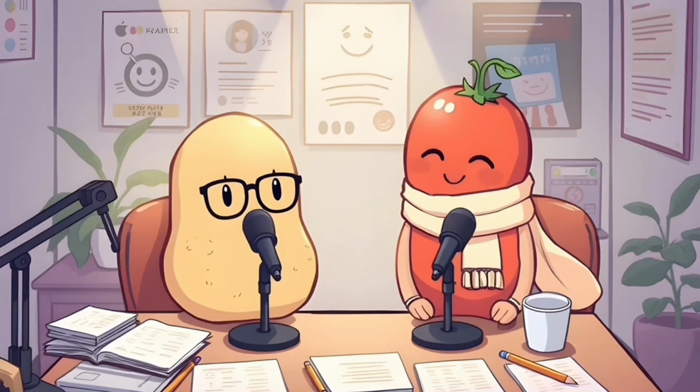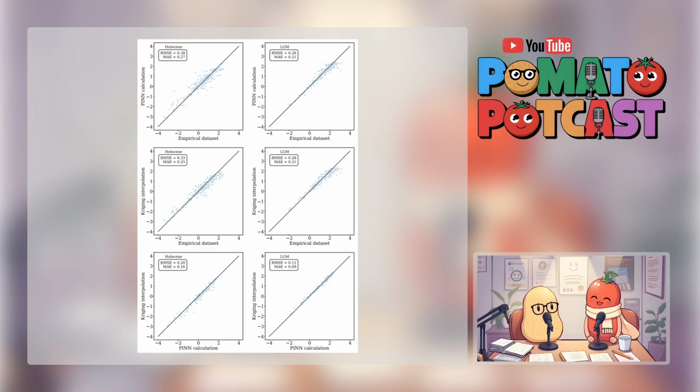Absolutely. The paper also hints at the exciting future potential of PINNs for studying other Earth science phenomena beyond just dust. Wait, so it's not just limited to dust. Right. What else could it be used for? Well, imagine applying PINNs to study things like ocean currents, the spread of pollutants, or even the movement of tectonic plates. That's mind-blowing. The possibilities are really vast.